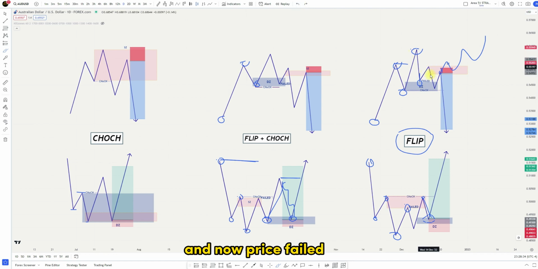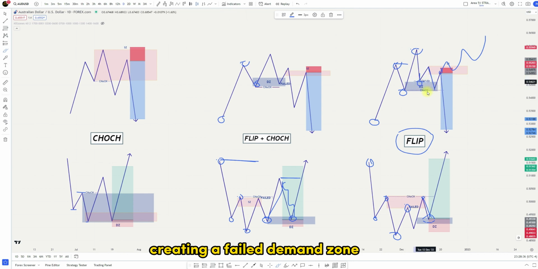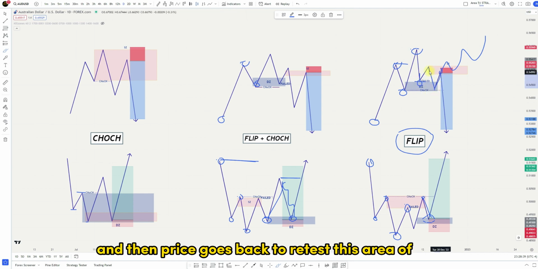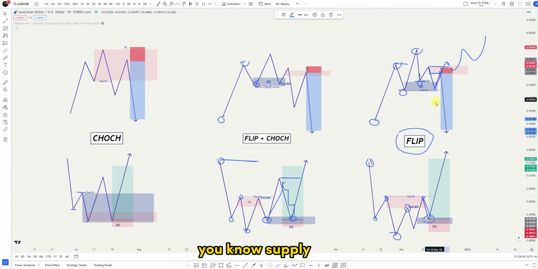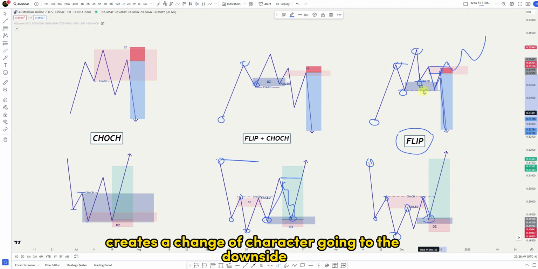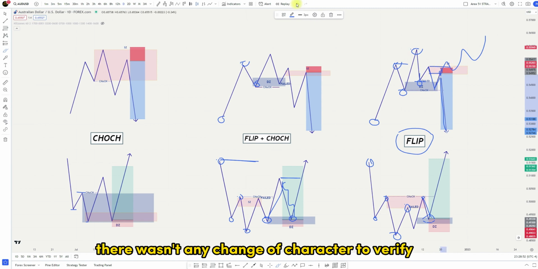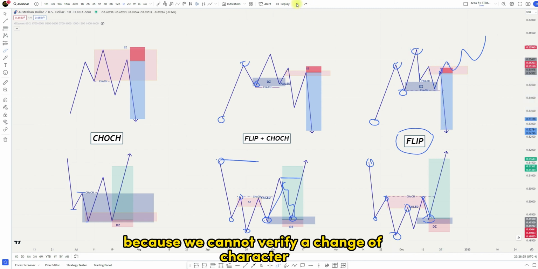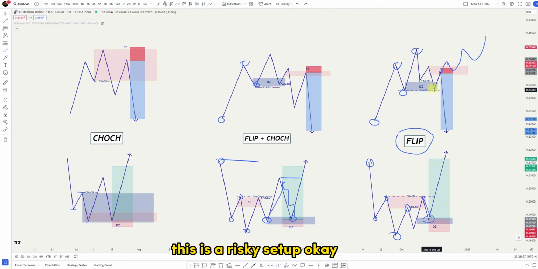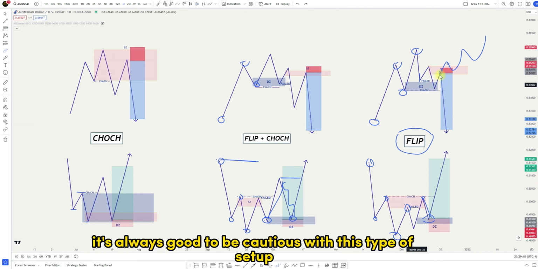And now price failed, continuing to the downside, creating a failed demand zone. And then price goes back to retest this area of supply, and right after that, creates a change of character, but going to the downside. But remember, before we take the trade, there wasn't any change of character to verify. Because we cannot verify a change of character, this is a risky setup, okay? Because we took the trade before the main change of character over here. This is the risky setup. So because of that, it's always good to be cautious with this type of setup.